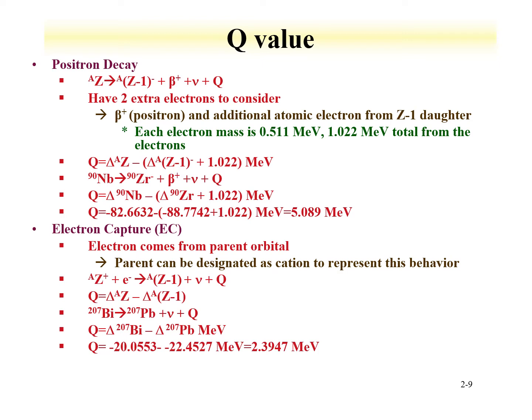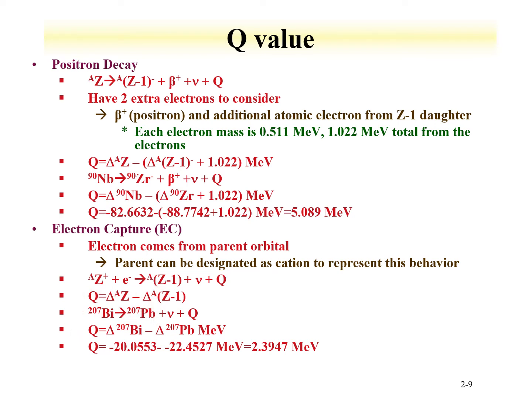We can do the same calculation for electron capture. In this case, the electron comes from the parent orbital. The parent can be designated as a cation to represent this behavior. So we have a parent here that takes an electron. Then a proton is converted into a neutron. An antineutrino is emitted, and then the Q value is calculated. So from this, the Q value is just equal to, well, this gets neutralized, so we don't have to worry about electron mass. It's just the mass of the parent minus the mass of the daughter.